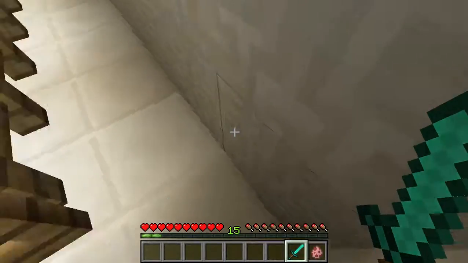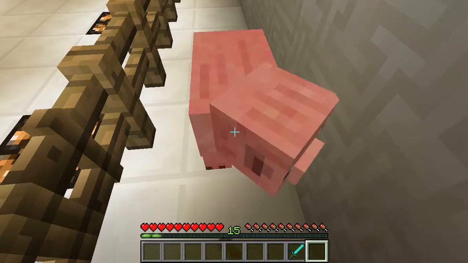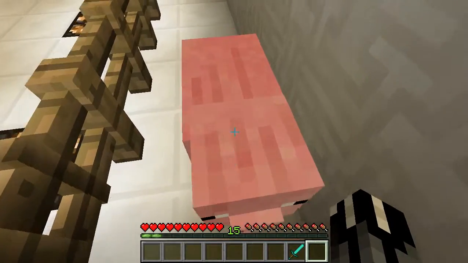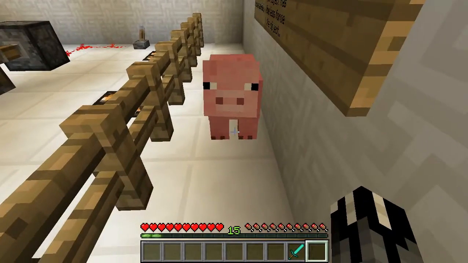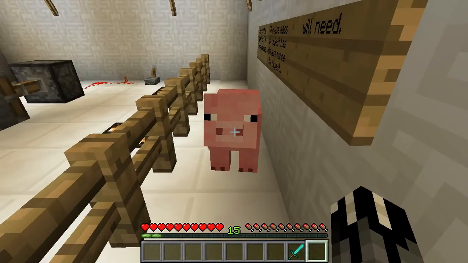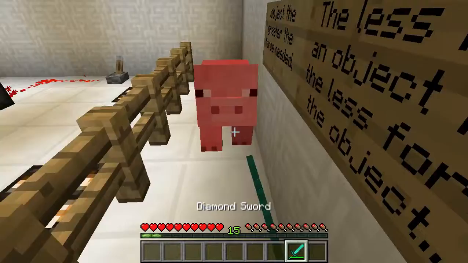Now going over to my pen, I have a pig, showing you that I can push the pig forwards with ease because it has less mass and it needs less force.